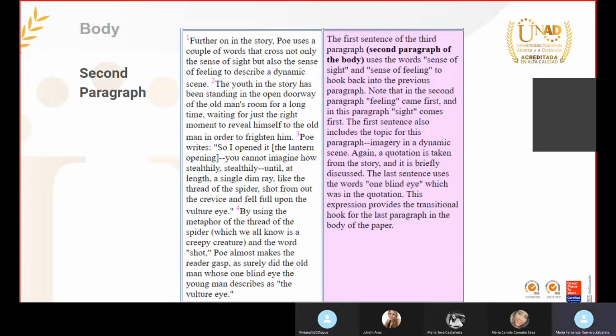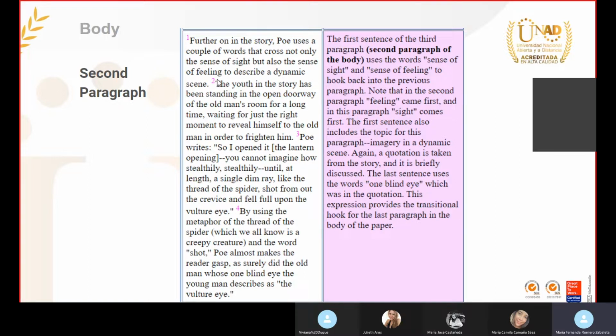So by using the metaphor in the sentence four of the thread of the spider, which we all know is a creepy creature, and the word shot, Poe almost makes the reader gasp, and surely did the old man whose one blind eye the young man describes as the vulture eye. So he is now, in the second and third sentence, explaining his point, because the topic of the paragraph he already gave in the first sentence.